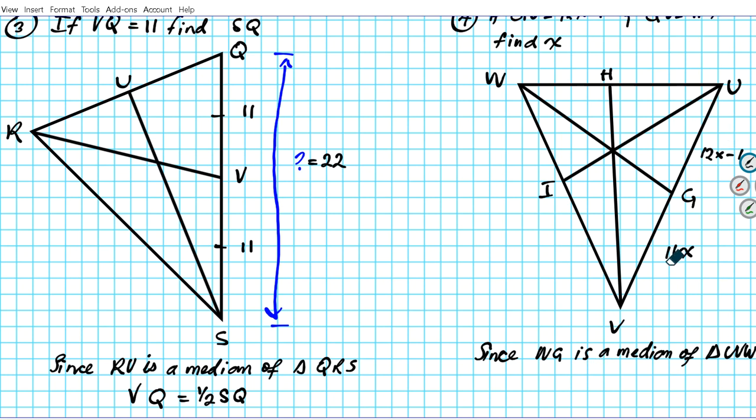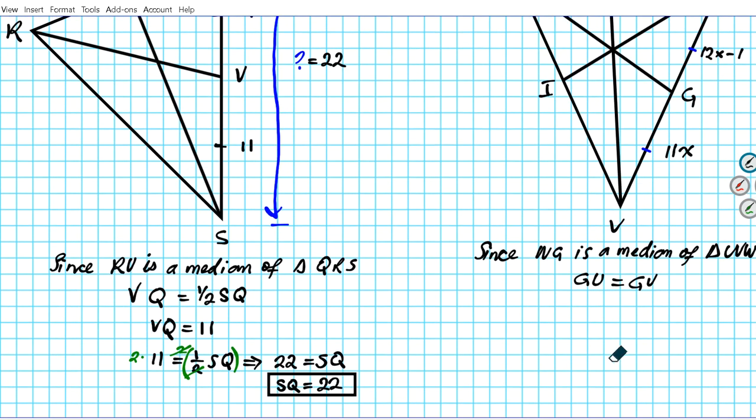What equation can we state? Well, we know that this median bisects VU right down the center. So these two measures will be the same, right? So we know that GU is going to be equal to GV by definition of what a triangle median is. So what we're just going to do now is substitute and solve.